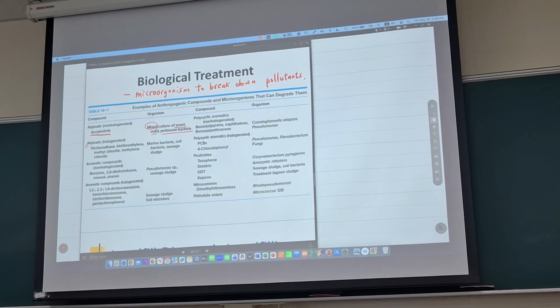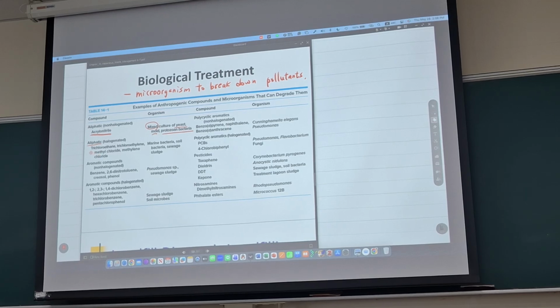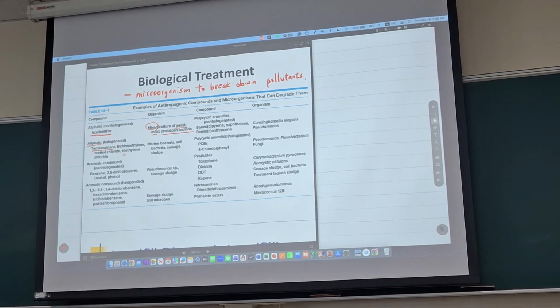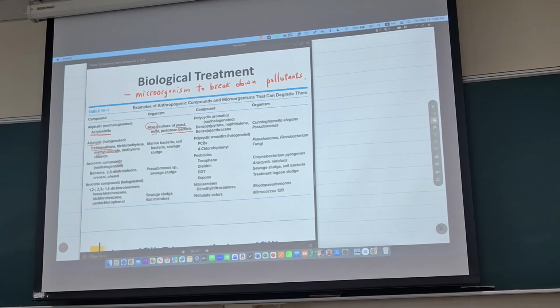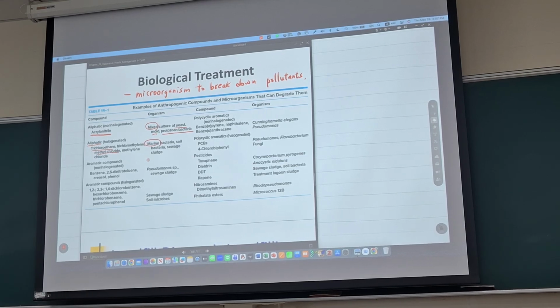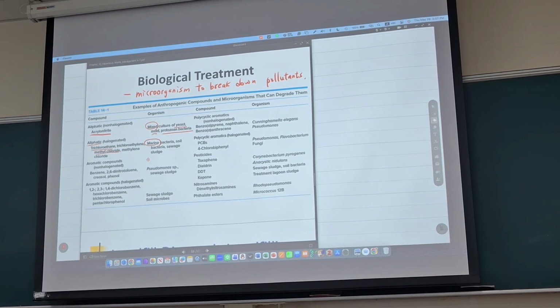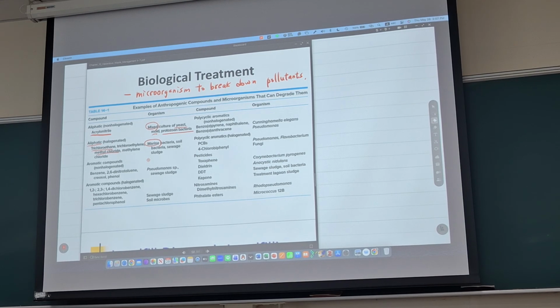hydrogenated aliphatic and trichloroacetates, mesochlorides. These kinds of chemicals can be degraded by marine bacteria, or soil bacteria, or sludge bacteria.